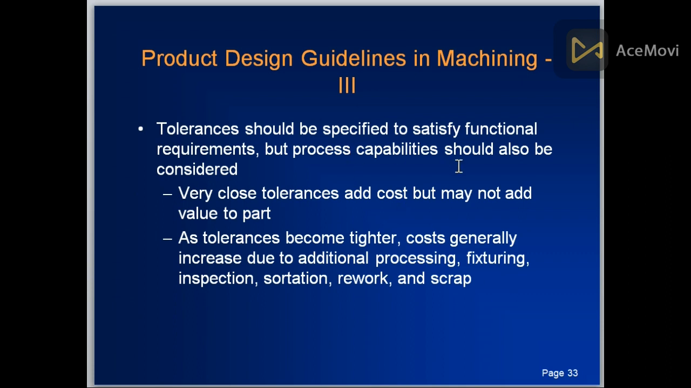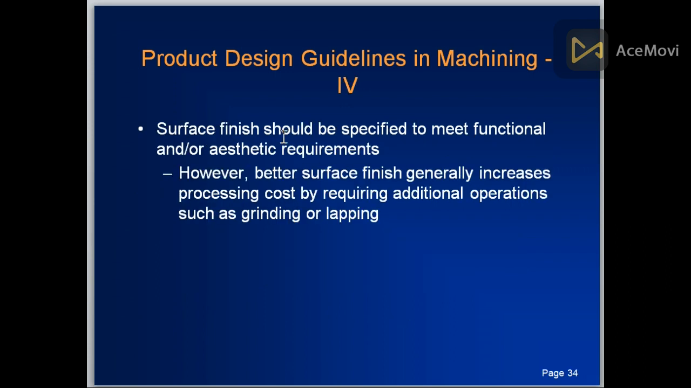Tolerances should be specified to satisfy functional requirements, but process capabilities should also be considered. Very close tolerances add cost but may not add value to the part. As tolerances become tighter, cost generally increases due to additional processing, fixturing, inspection, sortation, and rework and scrap. Surface finish should be specified to meet functional and/or aesthetic requirements. However, better surface finish generally increases processing cost by requiring additional operations such as grinding or lapping.